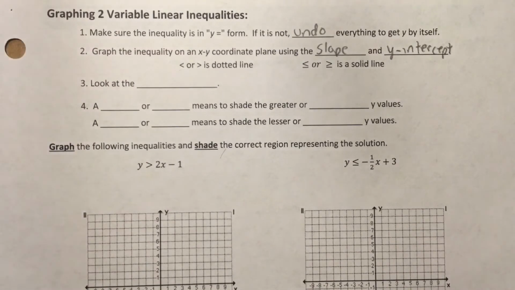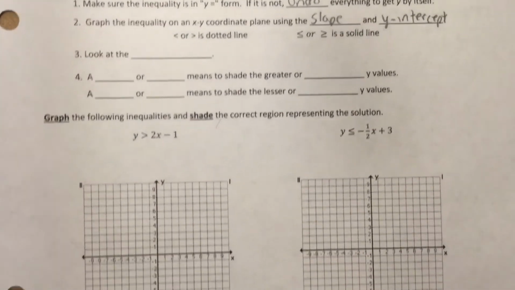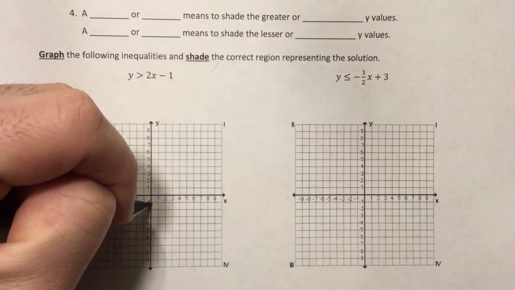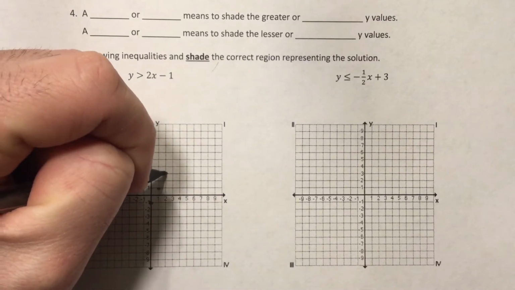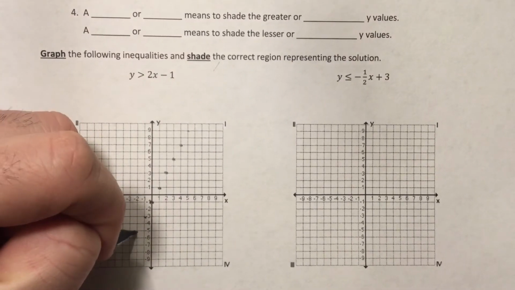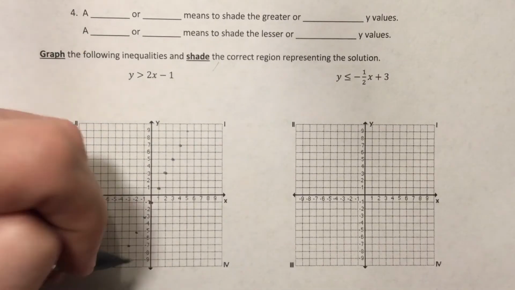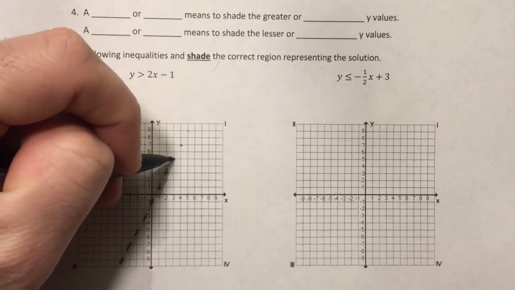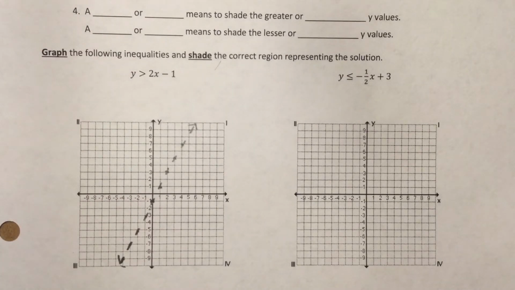All right, so let's do that first. So here we have 2x minus 1. And I'm going to start at 0, negative 1, and go up 2 and over 1. And then I'm going to go down to left 1. And since I have a greater than and it's not equal to, I have less sign, so I'm going to use less line. I'm going to use dotted line here. That's kind of how I remember it. Less sign, less line, more line.